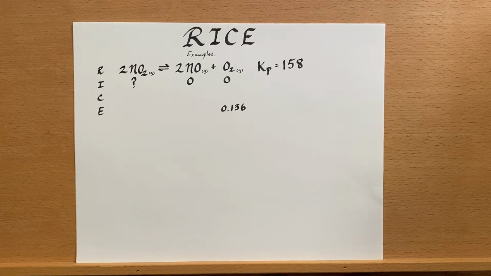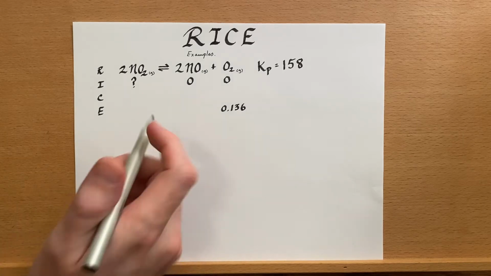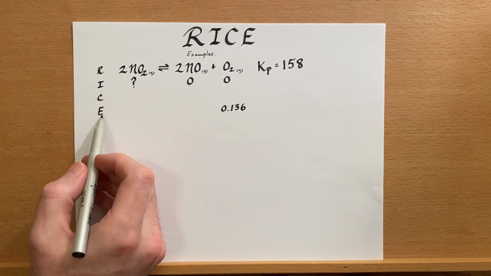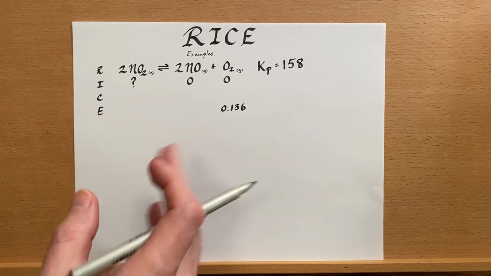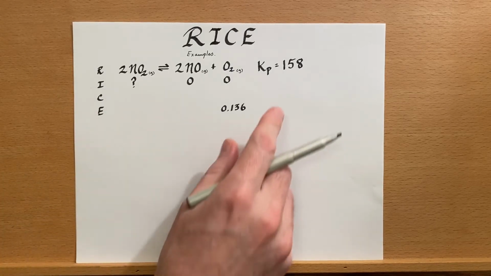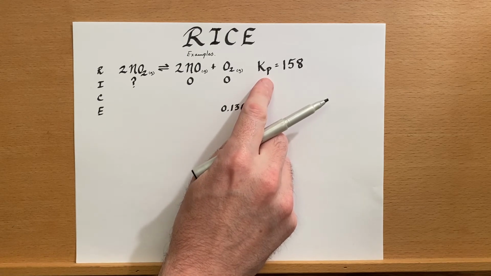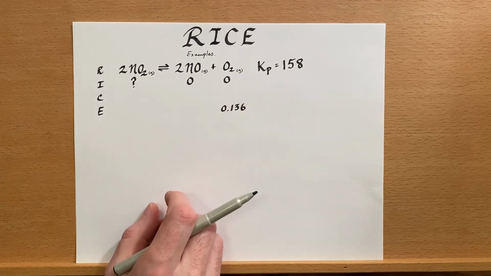Let us solve some equilibrium problems using a RICE table, or sometimes just called an ICE table. RICE stands for reaction, initial, change, and equilibrium. So, we're presented with a problem, and it says for the above reaction, the equilibrium constant using pressure units is 158.